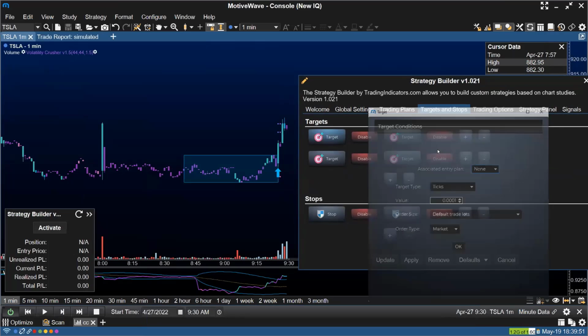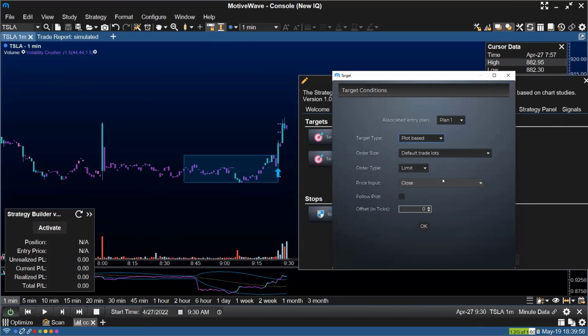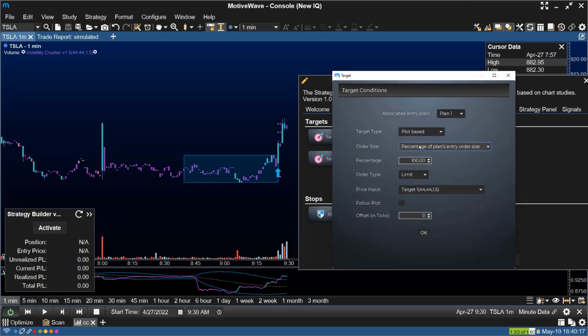Okay, so for our long targets associated with plan 1, I want them to be a limit order and based on a plot. And the plot I want them to be based on is the target 1 plot. So when we hit target 1, we don't need to click follow plot because it doesn't change values. So once we get long, it's going to place a limit order at target 1, and I want it to close out a percentage of the plan's entry order size. Or I could just say percentage. Yeah, percentage of plan's entry order size is fine.